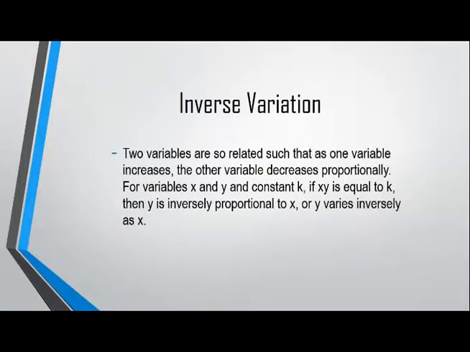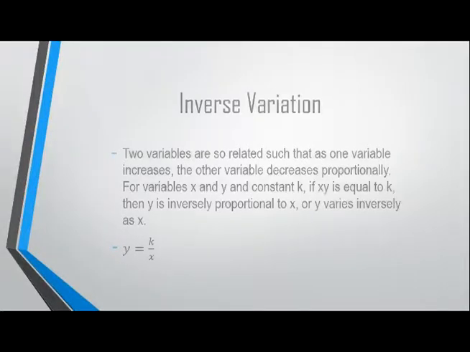So we have inverse variation. Two variables are so related that as one variable increases, the other variable decreases proportionally. For variables x and y and constant k, if xy is equal to k, then y is inversely proportional to x, or y varies inversely as x. So we have the equation y is equal to k over x.